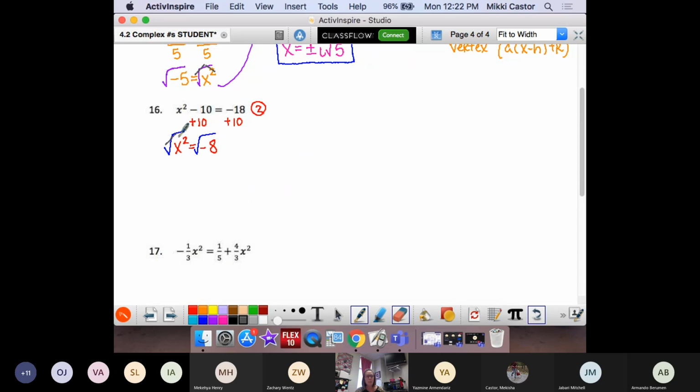On the left, my square and square root cancel out, so I'm left with just x. We put plus or minus, and then it is the square root of negative 1 times 8, and I'm going to break that down just a little bit farther.